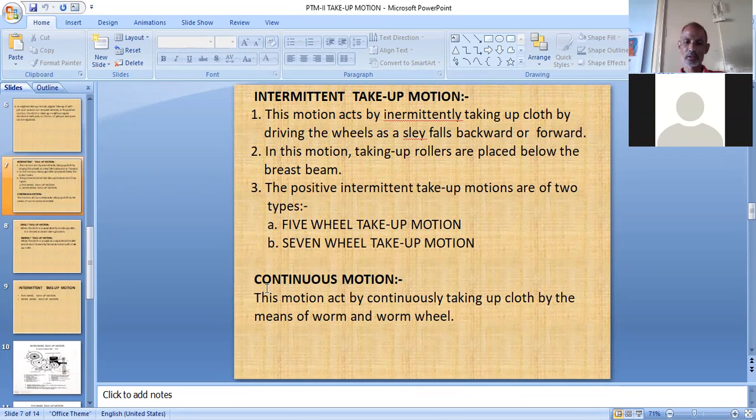The last, this continuous motion, this motion acts by continuously taking up cloth by means of worm and worm wheel. हम यहाँ पे worm and worm wheels use करते हैं, which are taking a regular and small amount continuously on the take-up roller. So this is continuous motion. So this is exactly opposite of intermittent. यहाँ पर रुक के motion होता है, and it is working continuously, regularly, taking up a very small amount but regular.